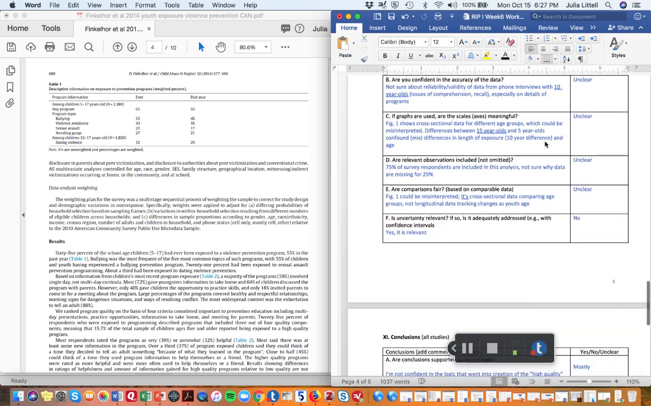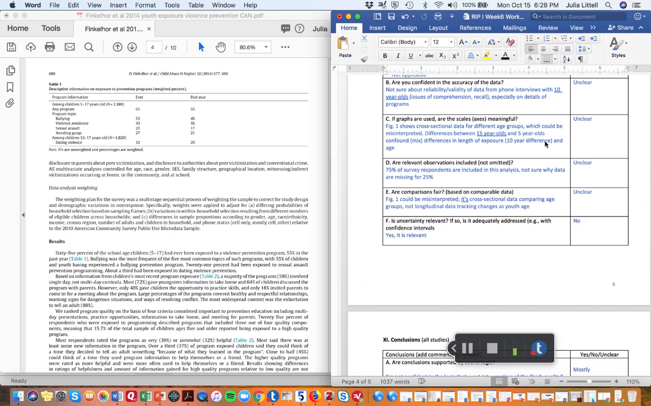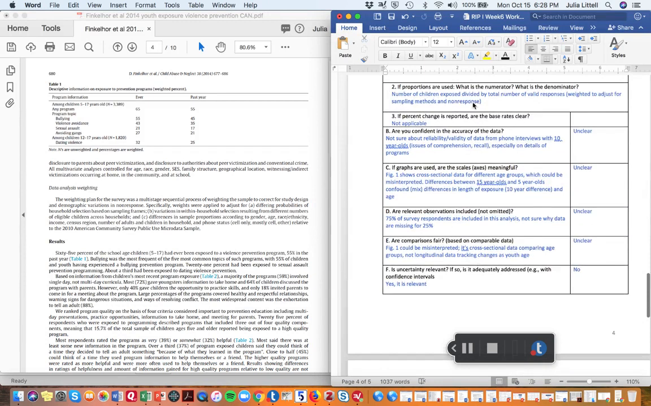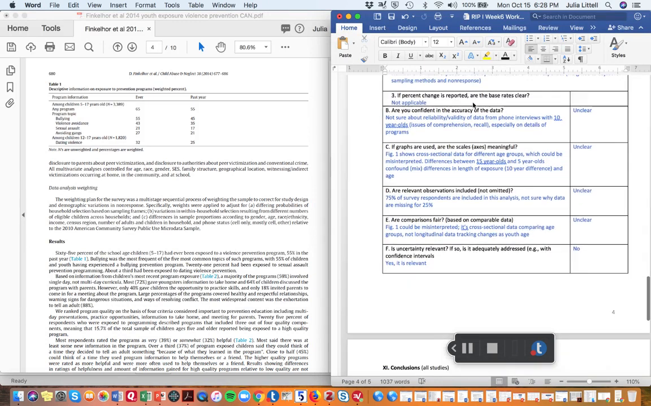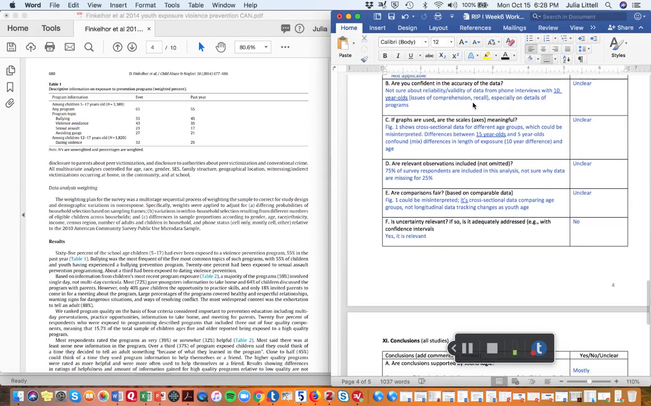Are you confident in the accuracy of the data? Well, I'm not sure about the reliability or validity of data from phone interviews with 10-year-olds. There are issues of their comprehension and recall of information, especially on the details of programs, details that went into the author's creation of a variable of high quality. So I rated that unclear. I'm not going to say no, the data aren't accurate, but I'm also not going to say yes, they are.